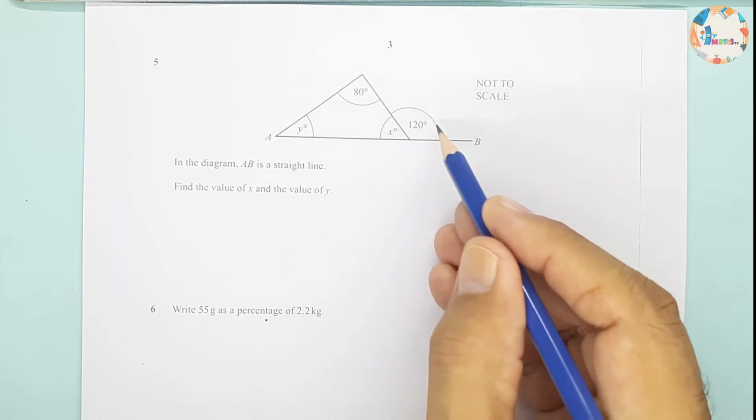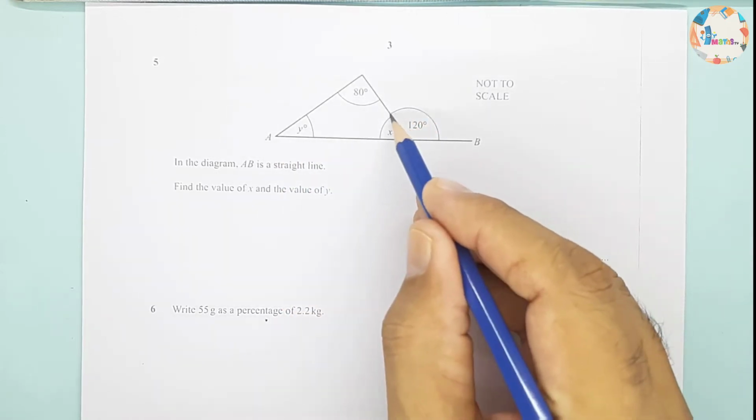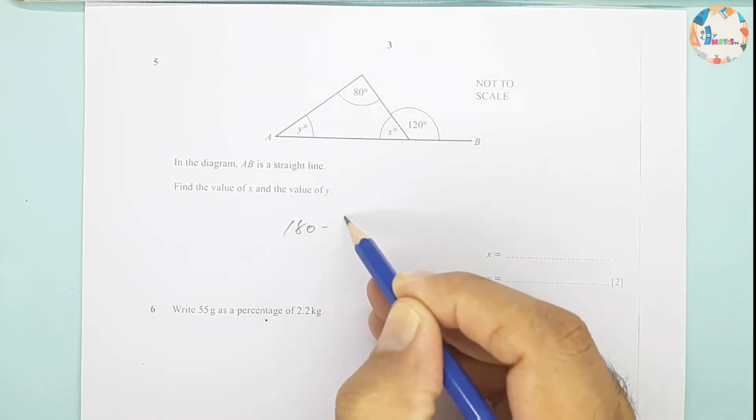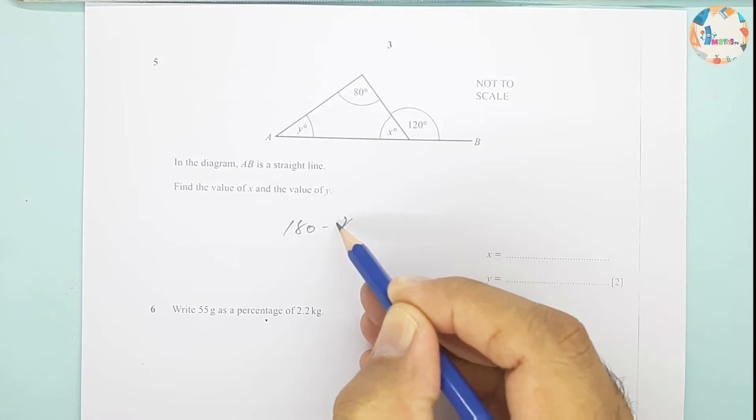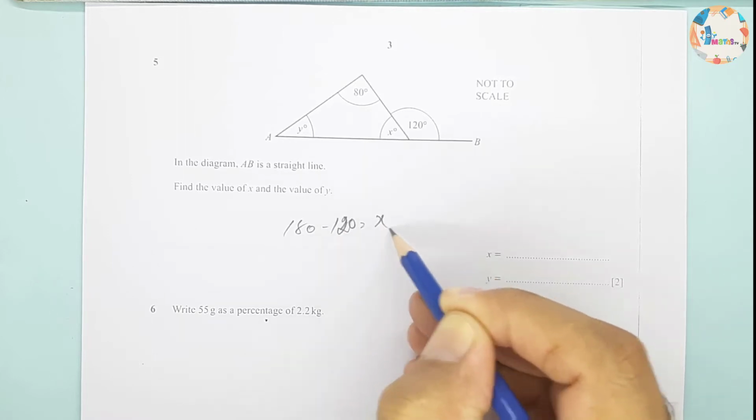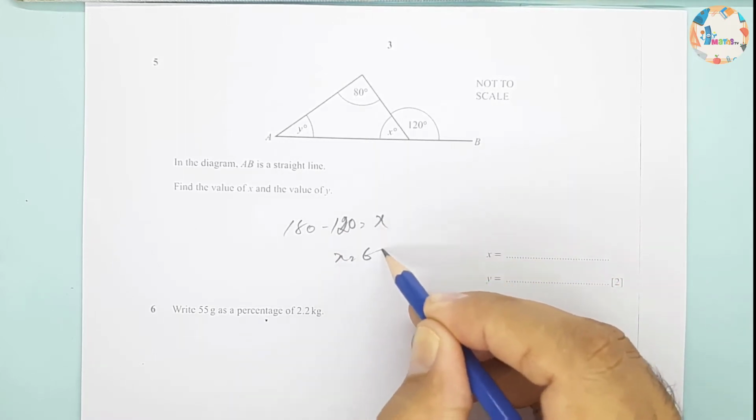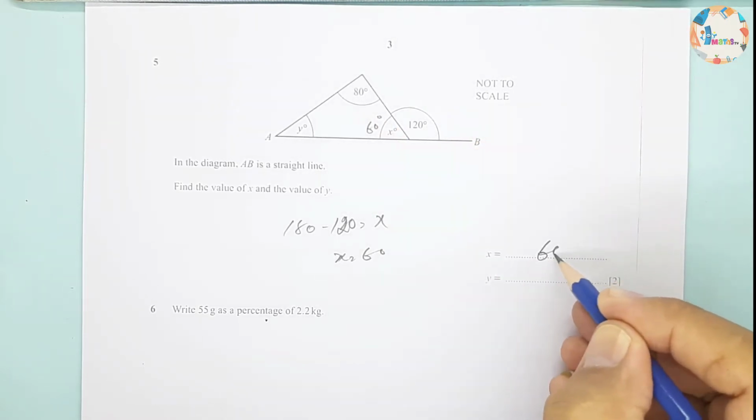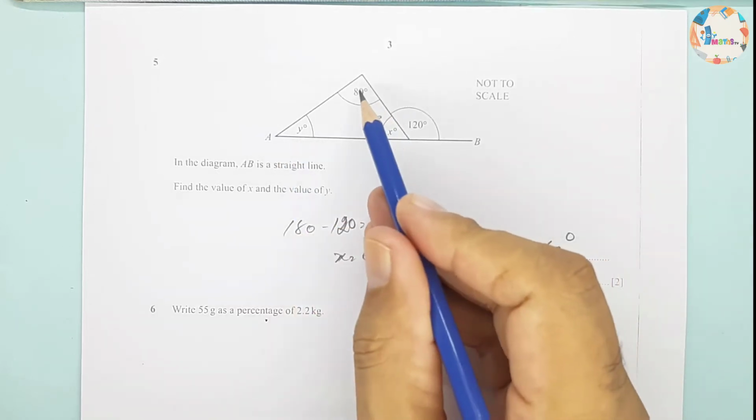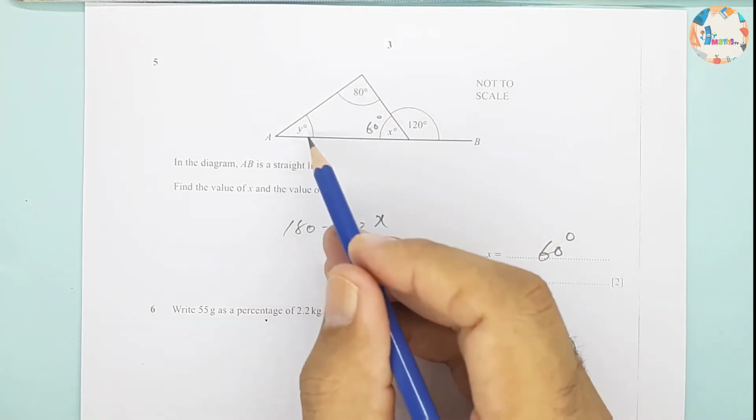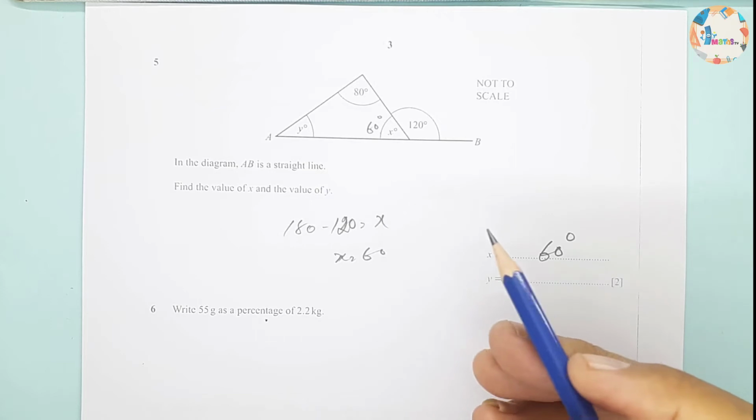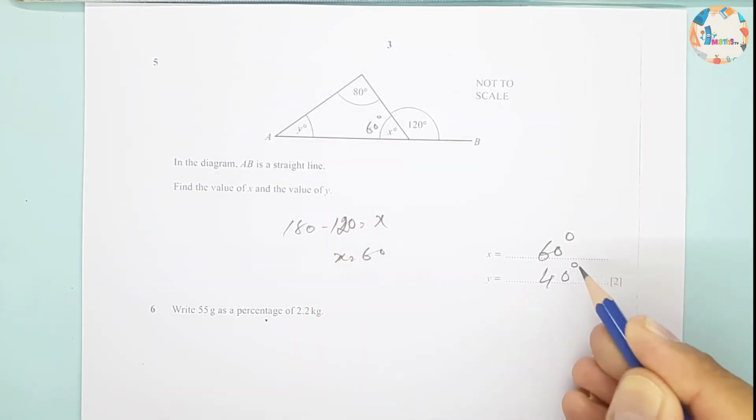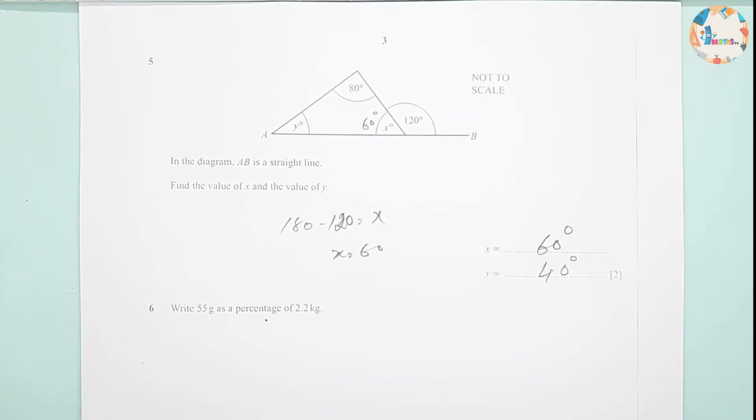So this is a straight line. This one is 120. So the remaining will be 180 minus 120, which is equal to x. So x is equal to 60 degrees. So this angle will be 60 degrees. So x will be 60 degrees and y will be, these two angles are given. So these three interior angles should add up to 180 degrees. So this will be 40. This is 40 degrees. This is done.